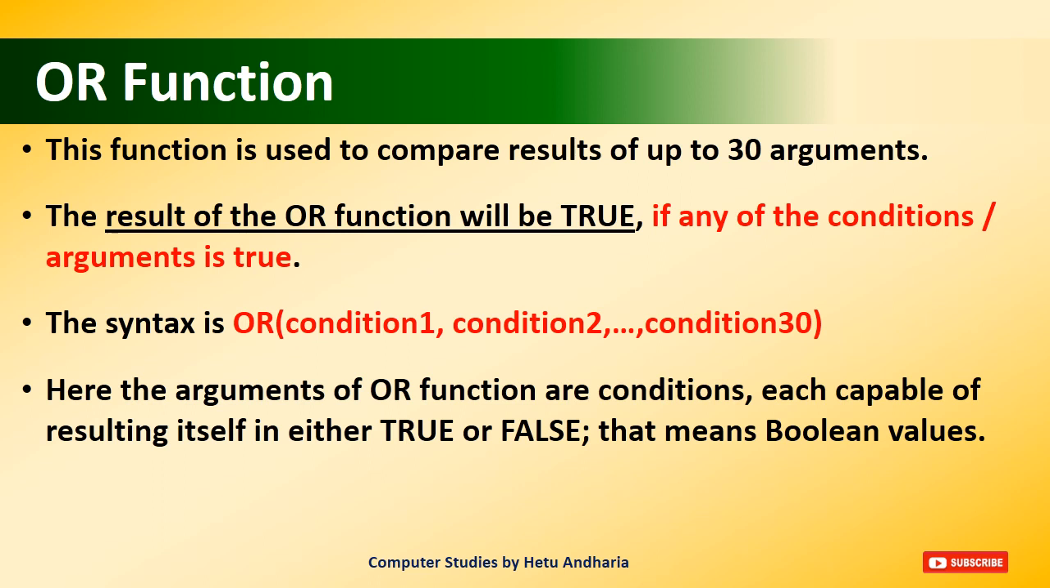That is, if you have typed 30 arguments, and even if one result is true and 29 are false, the answer will still be true. The syntax is like the previous one: OR, open bracket, condition 1, comma, condition 2, up to 30 conditions. Here the arguments of the OR function are conditions, each resulting in either true or false. That means Boolean values.